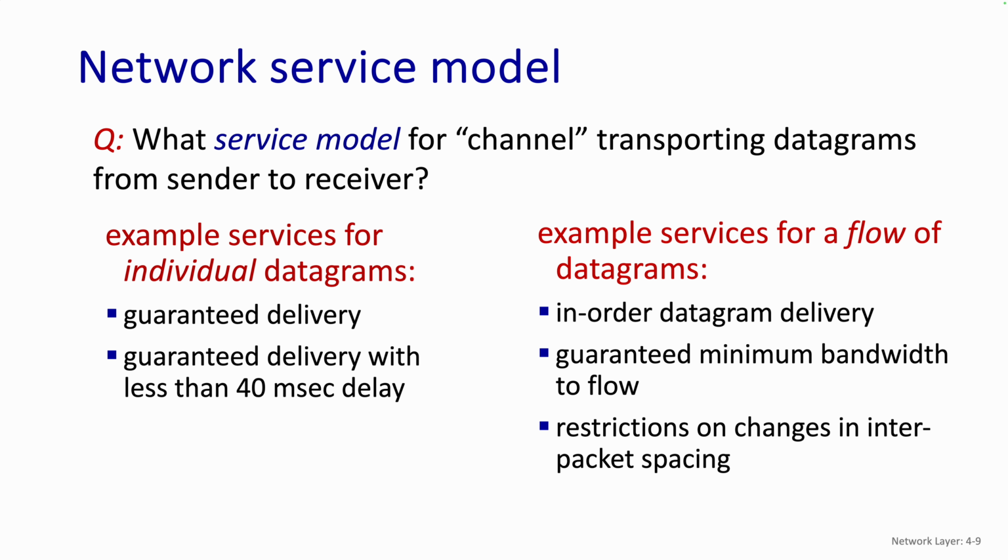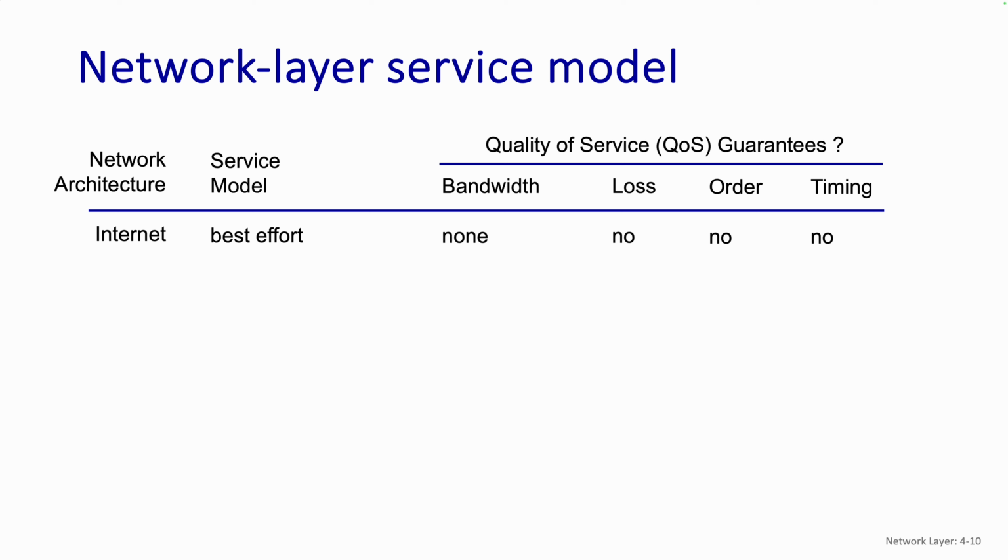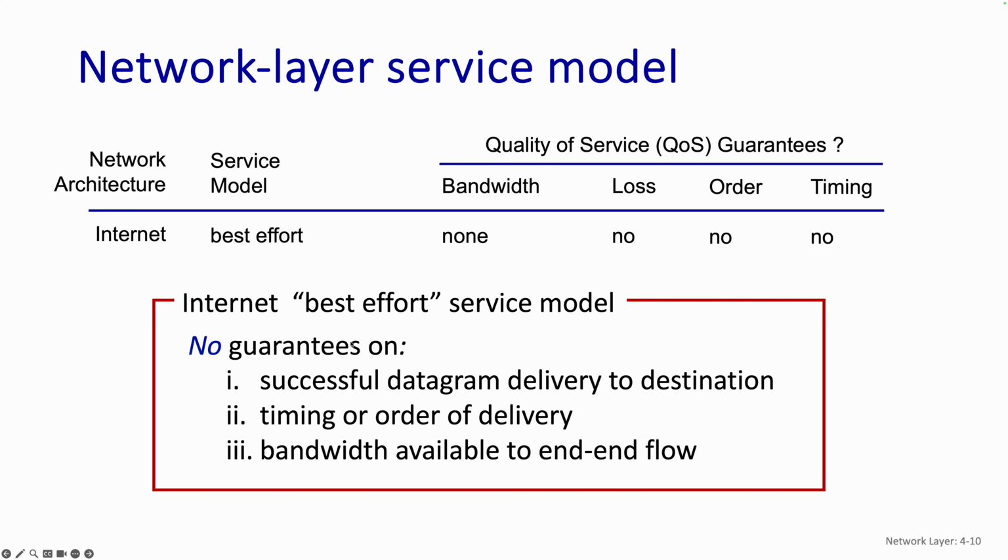But as we've alluded to in past lectures, that's not quite what it does. The internet is what we call best effort. That's its service model, which means it provides no quality of service guarantees. QoS is the short term for that, quality of service. It provides no bandwidth, no loss, no order, no timing. It provides nothing. So just to make it a little bit more clear, there's no guarantees on the in-order delivery, the timing, the bandwidth available. It's just going to try its best and hopefully you'll get the data there.